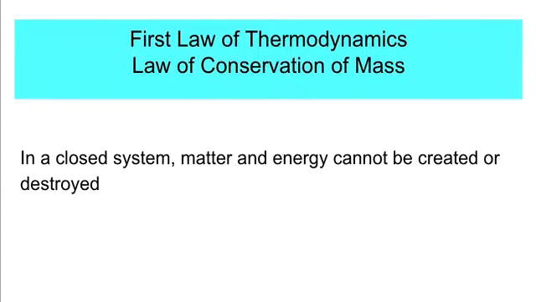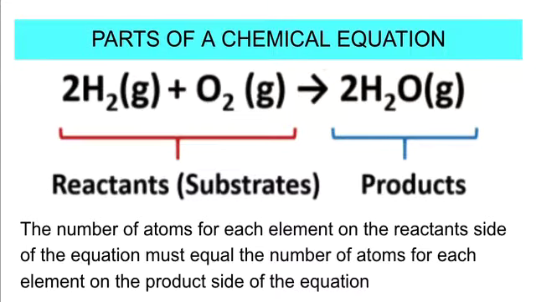In balancing chemical equations, we need to understand the first law of thermodynamics, or the law of conservation of mass. What that basically says is that in a closed system, matter and energy cannot be created or destroyed. So in other words, the number of atoms for each element on the reactants side of the equation is equal to the number of atoms for each element on the product side of the equation. Those numbers cannot be out of balance because matter cannot be created or destroyed.